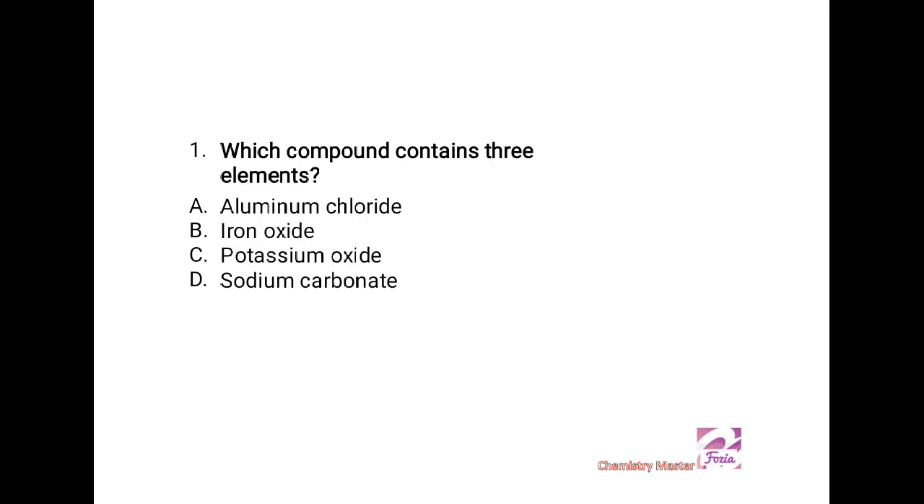The last one is, which compound contains 3 elements? To select the correct answer, I advise you to go through the chemical formula of all these substances. If you are able to write the chemical formula, then only you can select the correct answer. The chemical formulas are always written by following the crisscross formula. By writing the chemical symbol of elements, cations and anions, then writing their valencies, and then in the last step you cross multiply their valencies to get the final chemical formula.